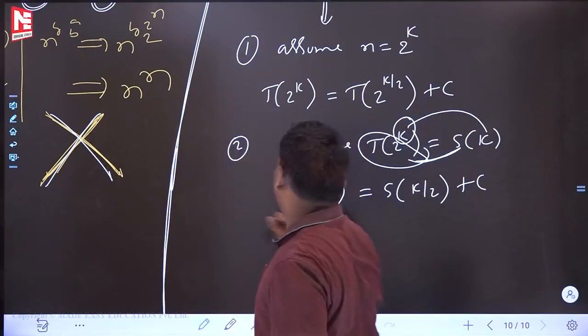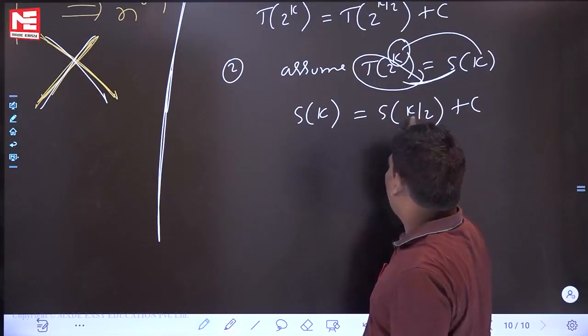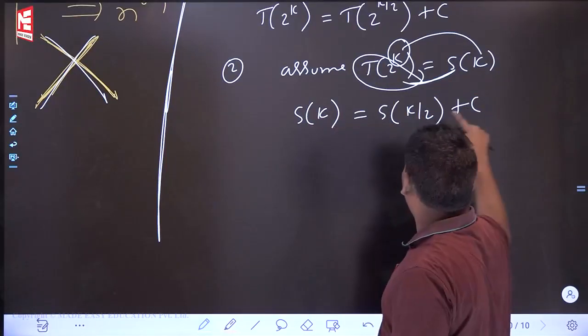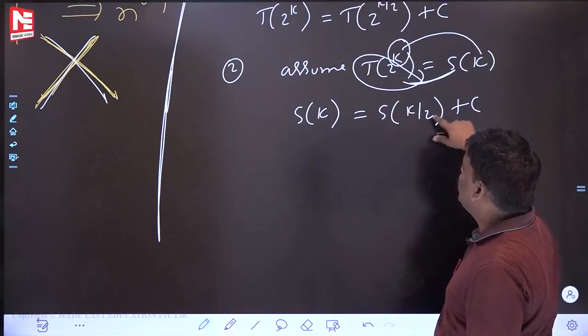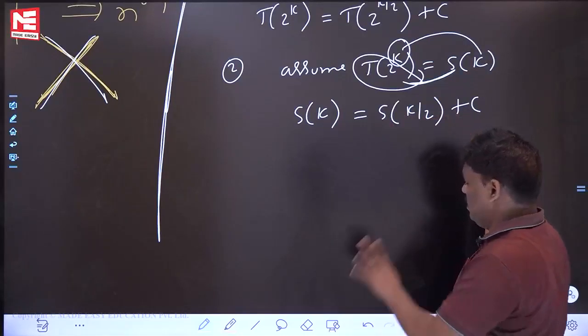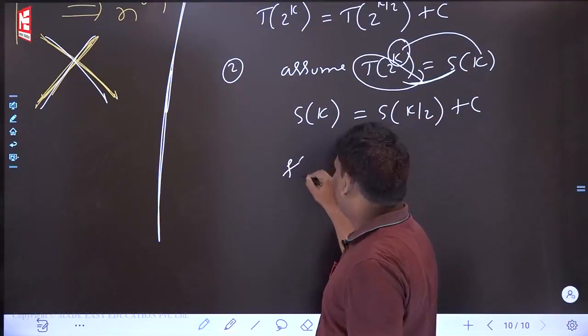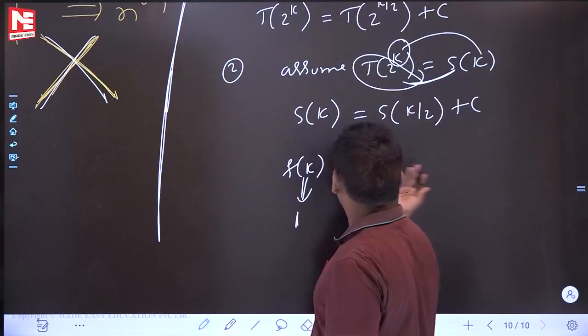Master theorem format. In this particular recurrence relation, what is the f of k? All are in terms of k only. What is the f of k? C. Next one, what is the a? 1. What is the b? 2. What is the k power log a base b? Because all are in terms of k. Let me start with f of k. What is the answer? Constant. That may be C, whatever it is.